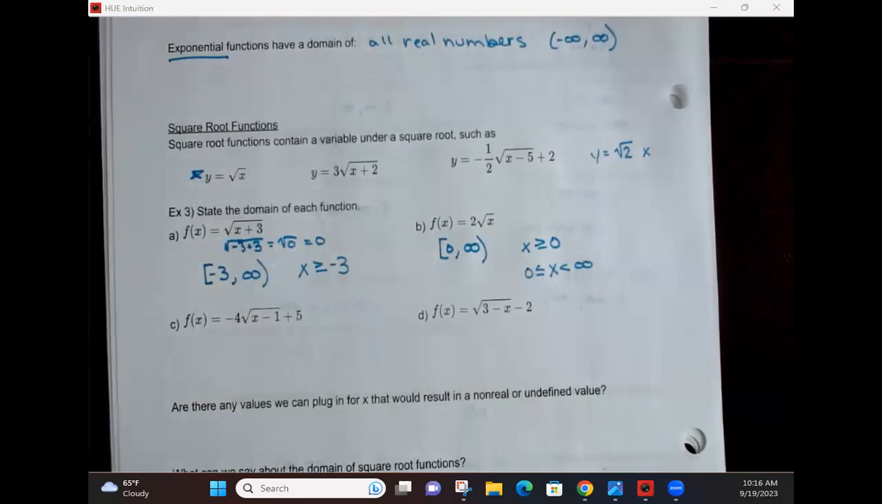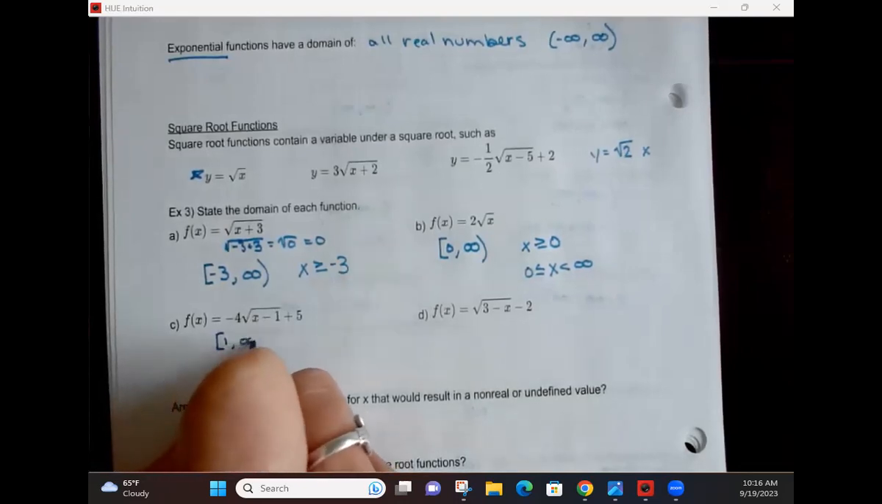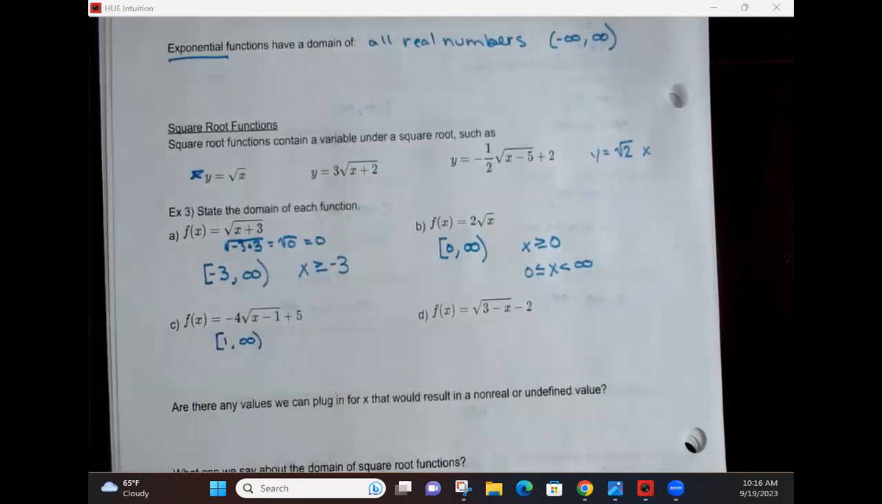How about C? What happens at 1? Is 1 included, excluded? Included? Bigger than 1? Okay. Smaller than 1? Not so much. 1 is that sort of tipping point, right? So we're going to include 1 and any value greater than 1.